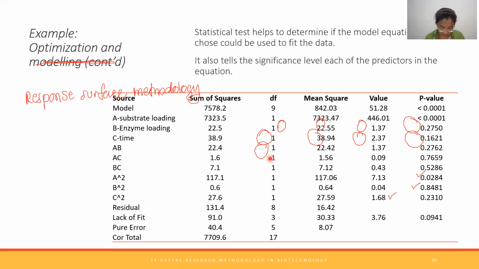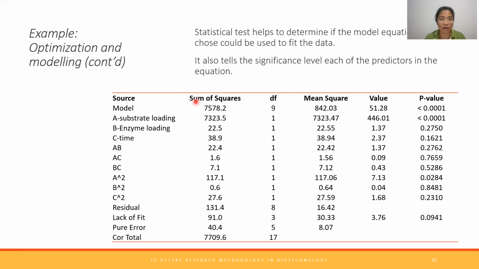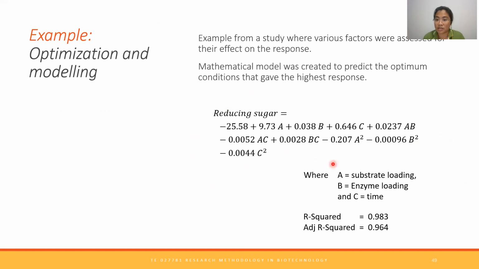Since the time is closing up, this is the ANOVA that you normally see in the paper. This ANOVA tells you whether the model equation could be used to fit the data, and also tells the significance level of each predictor. So this ANOVA table corresponds to the model equation. And you have R squared and adjusted R squared here. That's what we talked about in descriptive statistics.